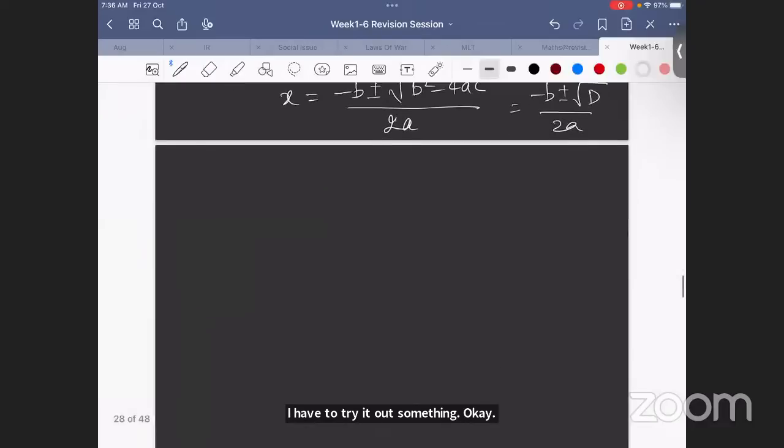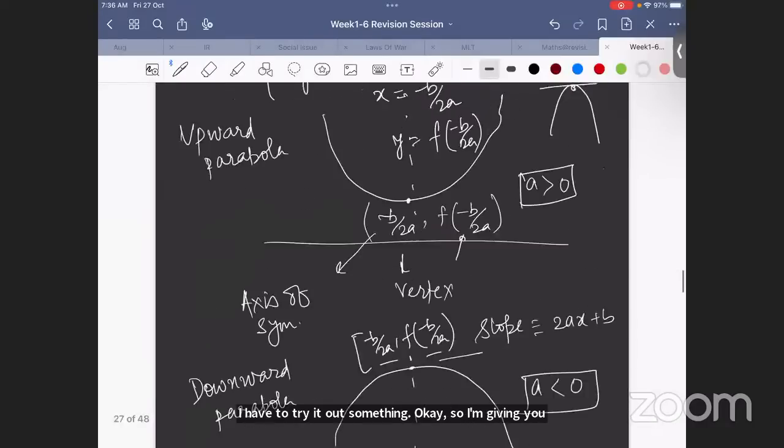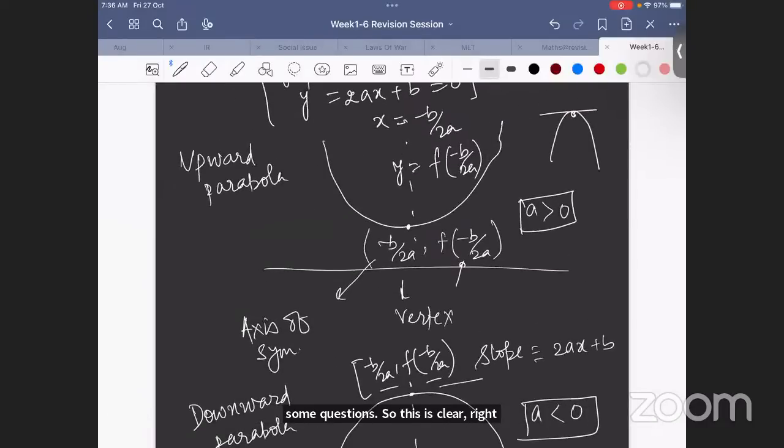So I'm giving you some questions. This is clear, right? At least the basic concept of the quadratic equation, you are already aware of, correct? Yes, sir. Okay, so let's start solving some problems. The five questions I'll be discussing are very important, okay? You can just revise them. At least this concept you should revise. Okay, let me open the question first.